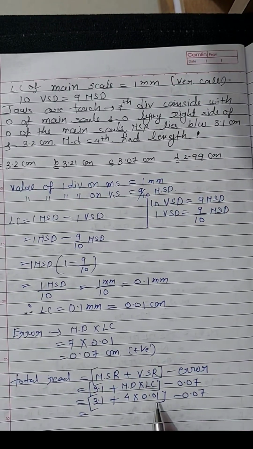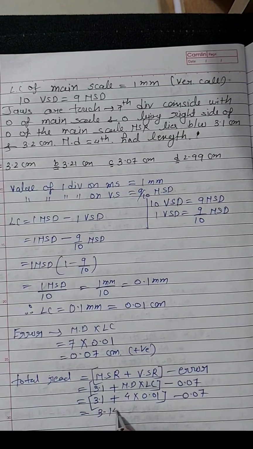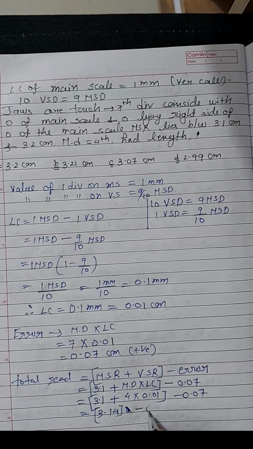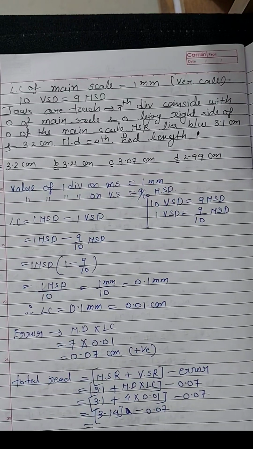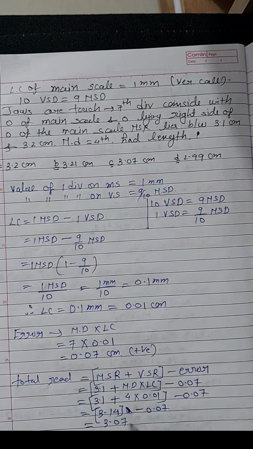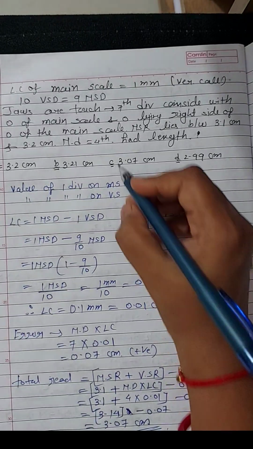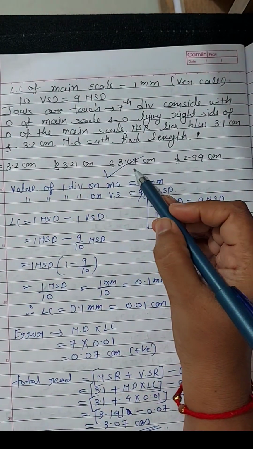So it is 0.04 and plus 3.1, so 3.14. Okay, our answer, minus 0.07. 14 minus 7, so it is 3.07 centimeter. So our answer is C. Option C is the correct answer.